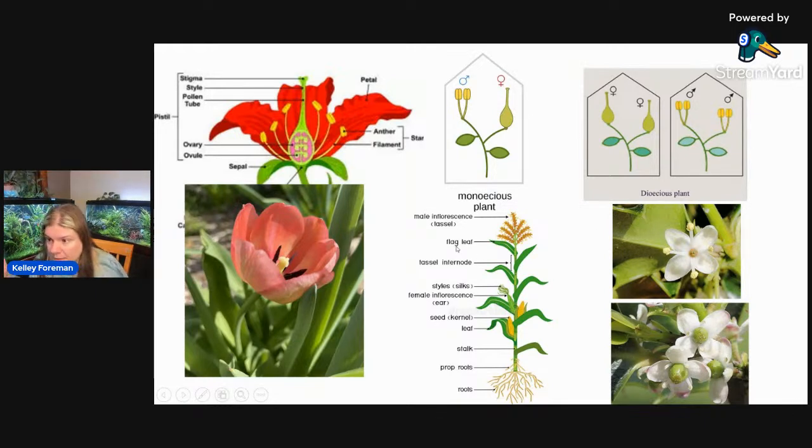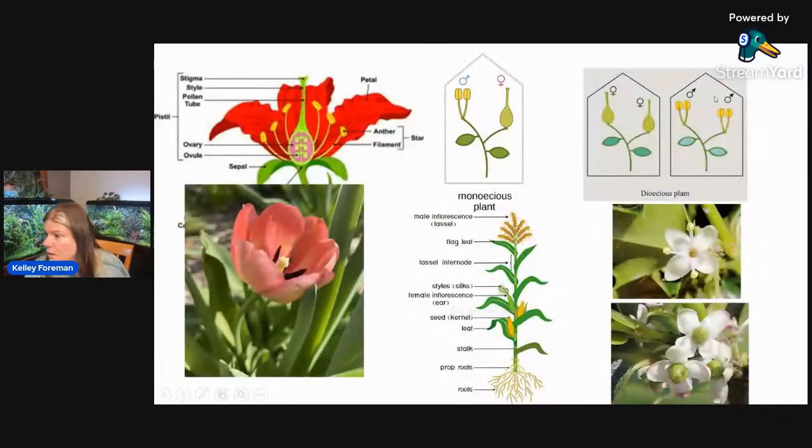Another monoecious plant that you might be familiar with are begonias. Next time you're growing begonias, notice that there are two different kinds of flowers. They look different. They're male flowers and female flowers, and the petals look a little bit different and they're on the same plant. So just pay attention to your begonias this summer when you're growing them. Maybe you're not growing begonias, but maybe you should.